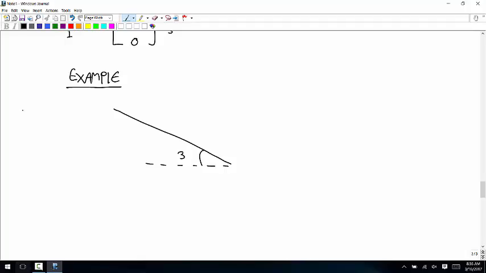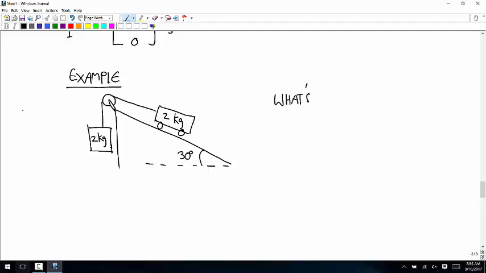So let's say this angle is 30 degrees. You have a cart here, a mass here, and let's say each of these is 2 kilograms. What's the acceleration vector of the cart? Okay.